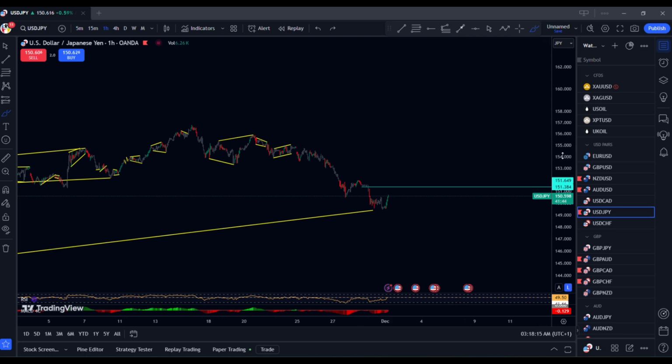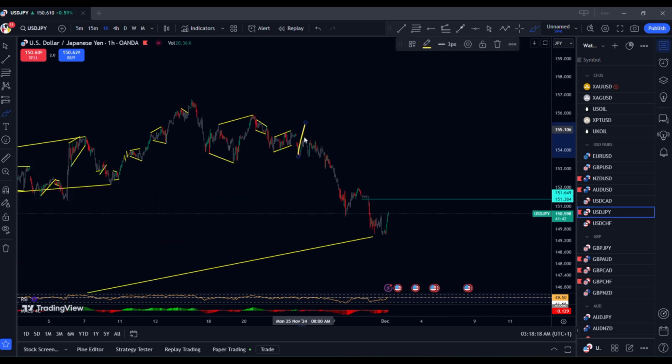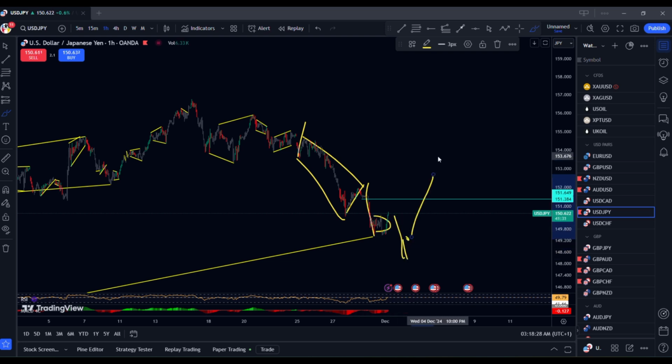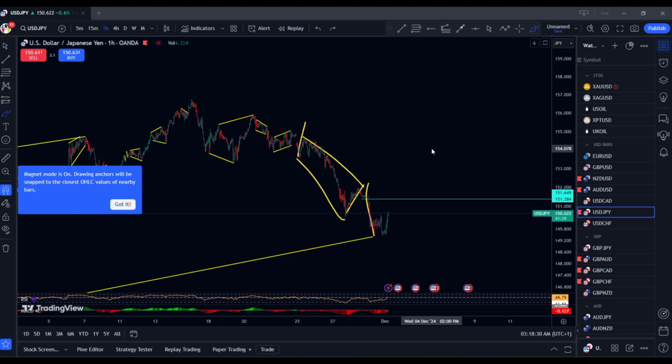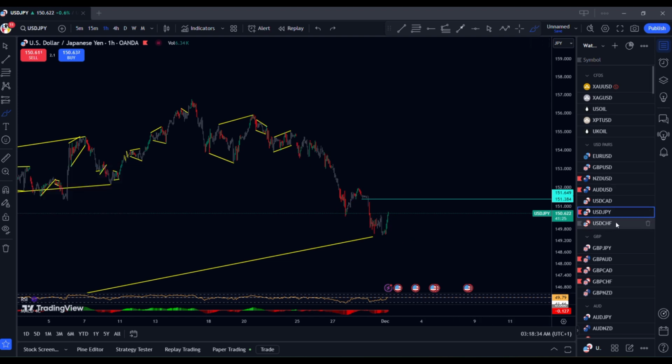And don't forget that we had this in the past and we got this, so this could also be a part of this, and whatever is happening here is on its own. So if you see this come break this low, if you see a buy setup, just consider it. That is it for USD JPY.